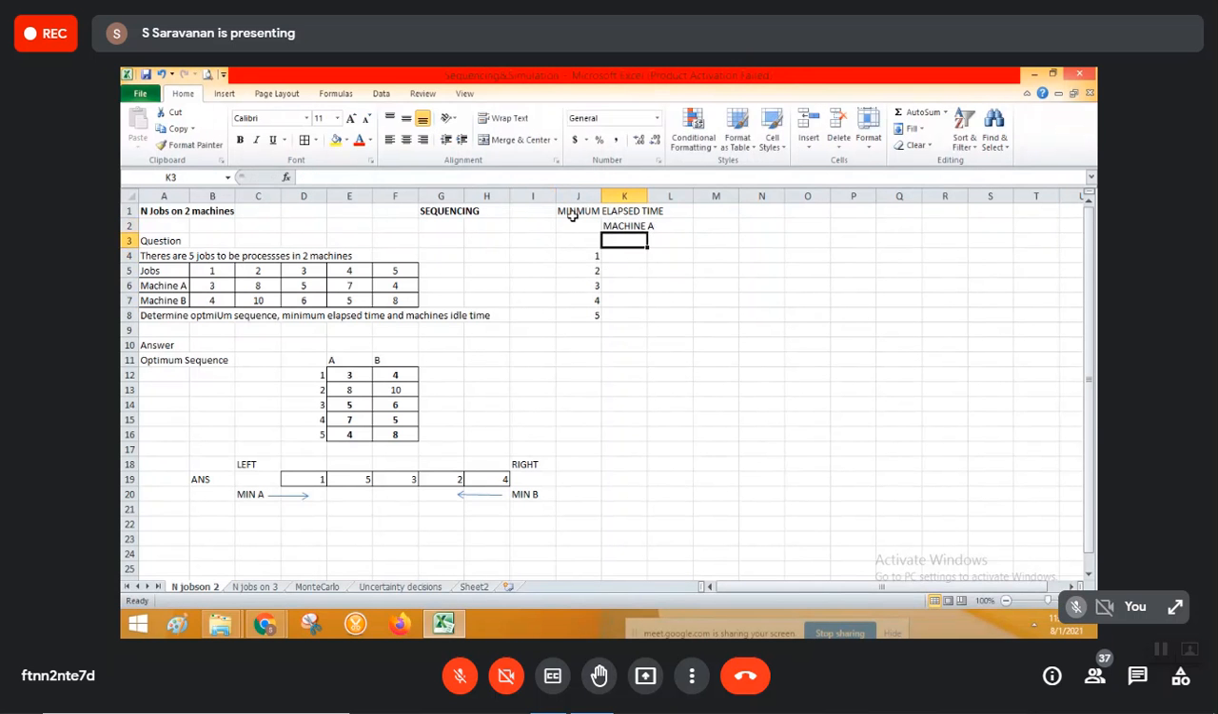Machine A: time in, time out. Similarly machine B: time in, time out. We need to identify time in and time out. So just now we have identified the sequence, right? 1, 5, 3, 2, and 4. So this is the sequence.